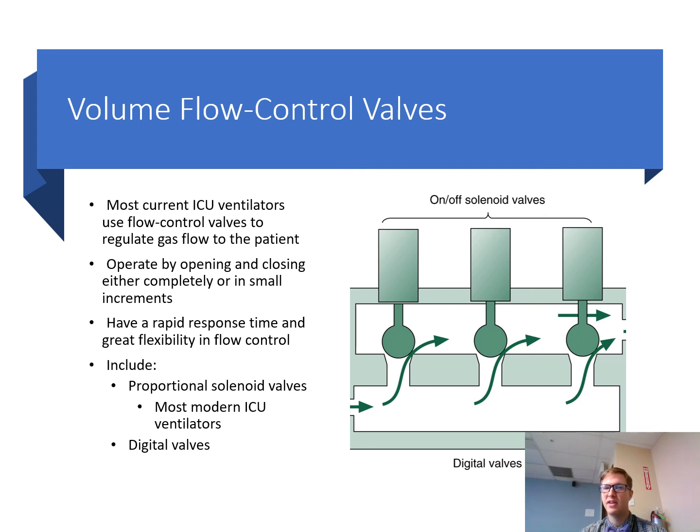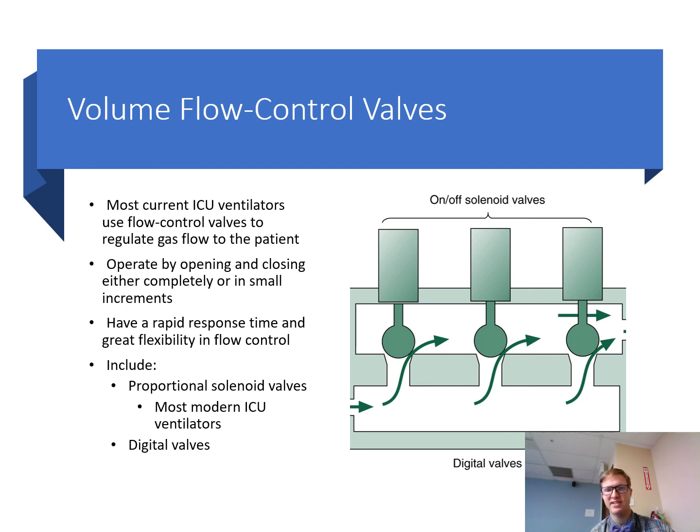They include the proportional solenoid valves and digital valves with on-off configurations, where it can close them and open them pretty quick. A proportional solenoid valve, we talked about this before, can be designed with various configurations to modify gas flow. So it could use a plunger, a seat, electromagnets, a diaphragm. We've already talked about this.